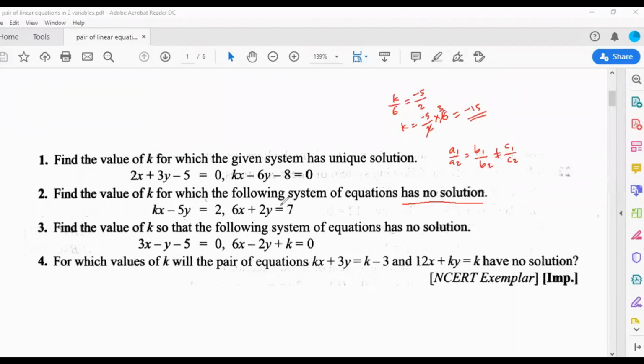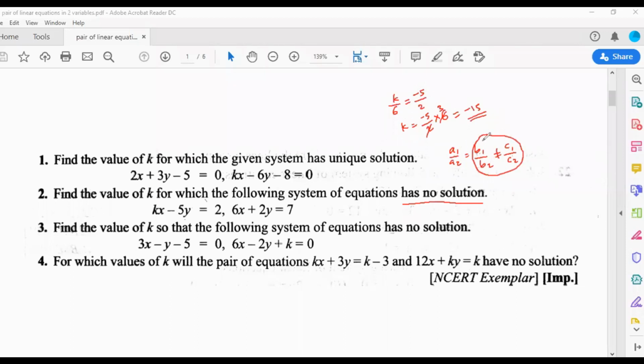2/7. If you move both numbers to the left side, then also the ratio will be 2/7. -2/-7 is again 2/7, right? So 2/7 is not equal to -5/2. So this condition is already there, so we don't want to do anything.